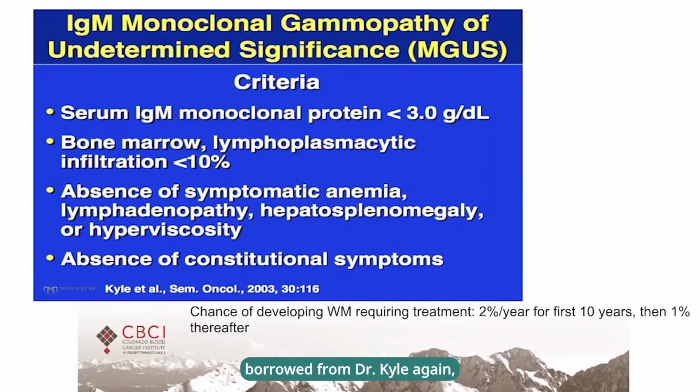So this is a slide borrowed from Dr. Kyle again, where he goes through the diagnostic criteria for what's called IgM MGUS. And the critical point here is that IgM MGUS is associated with a very low level of IgM in the blood. And when the bone marrow biopsy is done, fewer than 10% of the cells are those LPL cells. And importantly, patients cannot have any symptoms or problems related to the IgM or the lymphoma cells. And that's called IgM MGUS. And the chance of developing Waldenström's that requires treatment is about 2% a year for the first 10 years and about 1% per year thereafter.